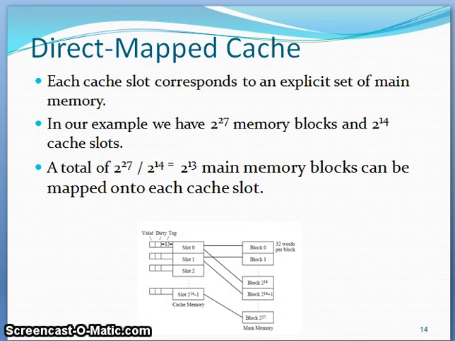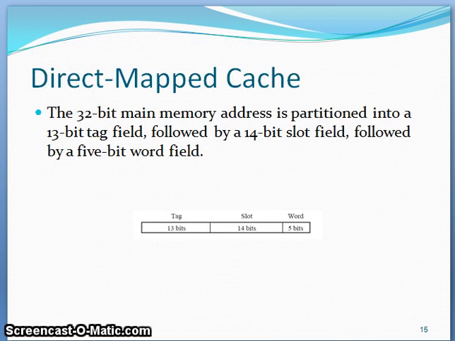Now the next one is direct memory mapping. In direct mapping, each cache slot corresponds to one explicit set of main memory blocks. In our example in the diagram, we have 2 to the power 27 memory blocks and 2 to the power 14 cache slots. A total of 2 to the power 27 divided by 2 to the power 14, which is equal to 2 to the power 13, main memory blocks can be mapped onto each cache slot.